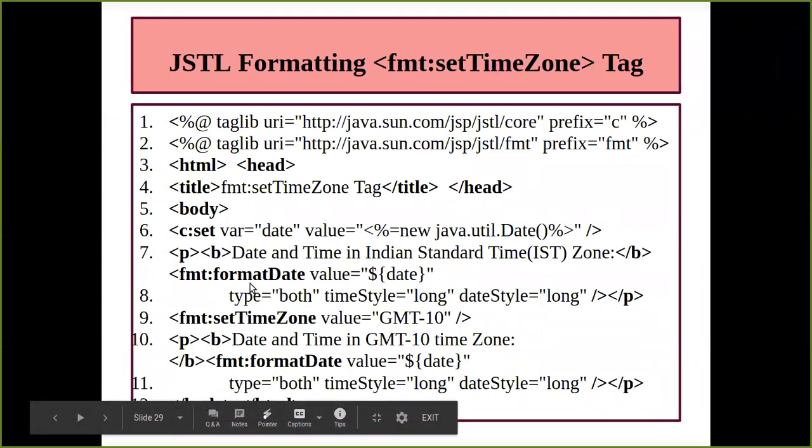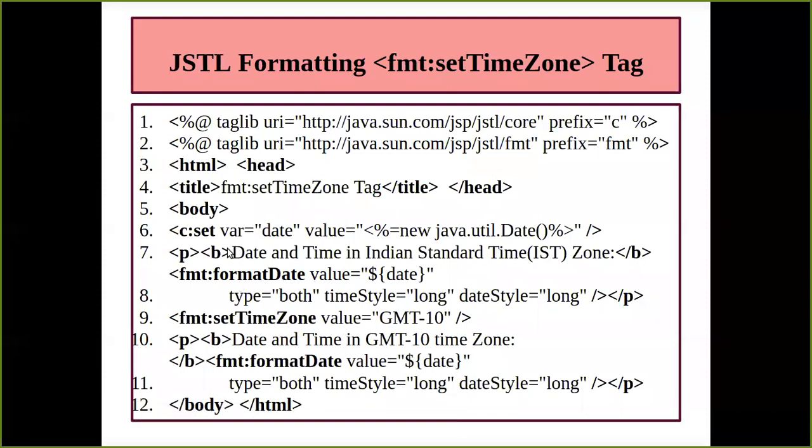Okay, so when we talk about this tag format date, what is going to happen? We are just having an attribute called what? Value. So the set tag has how many attributes? Var and value. Similarly, we have one tag inside your formatting tag, that is your format date, which has the attribute called value, a type attribute, a time style attribute, and a date style attribute.